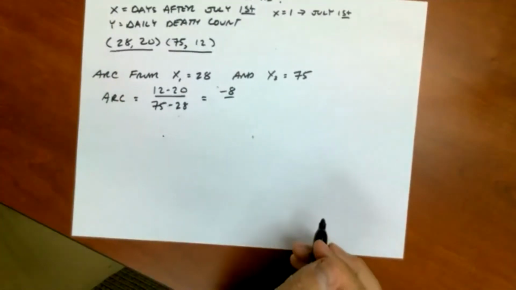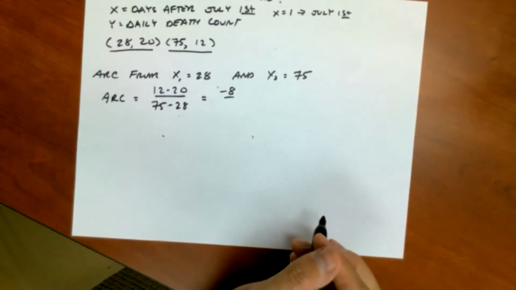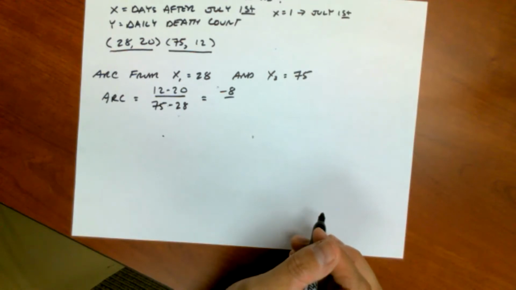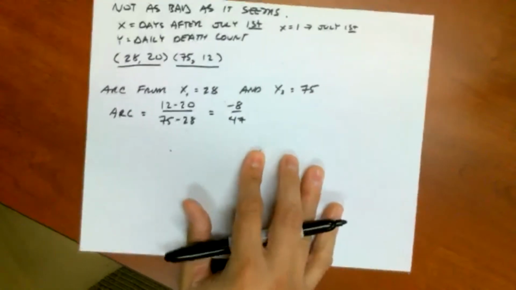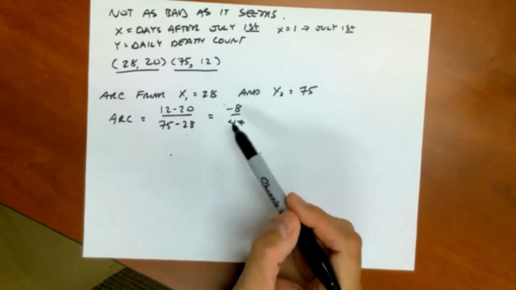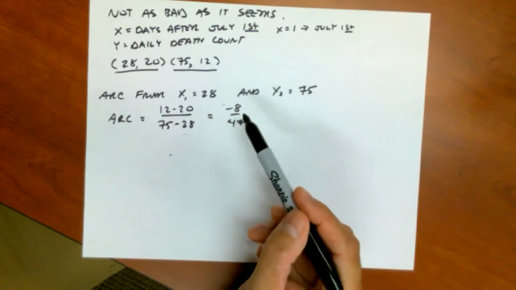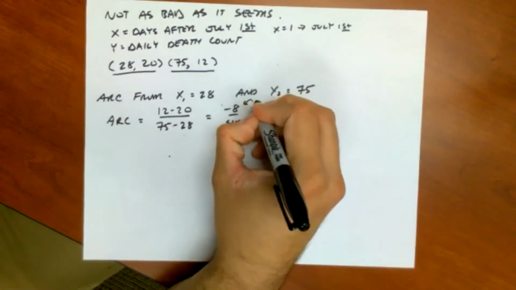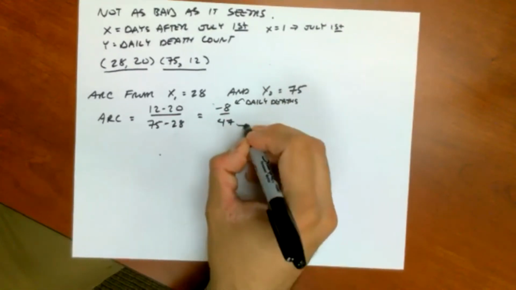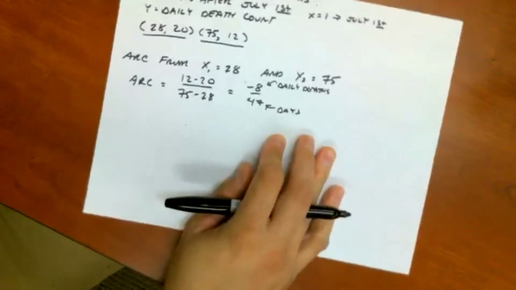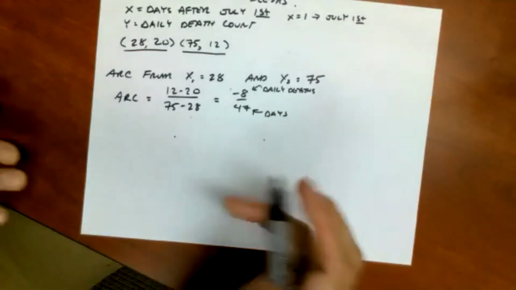Hold on. 12 minus 20 is negative 8. 75 minus, let me get this right so we don't go crazy here, 75 minus 28 is going to give us 47. Okay, so what this means, and remember this is about change. If I'm going to interpret, this top number is the daily death count, right? This bottom number is just days, right? Now I'm going to keep it in that kind of terminology.